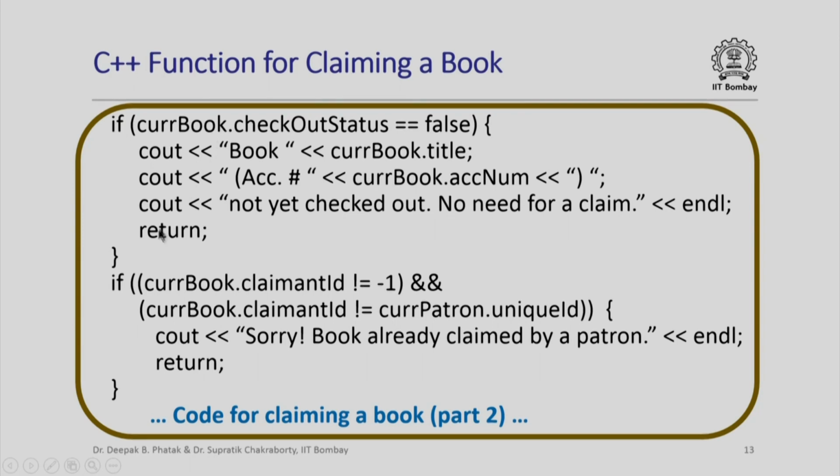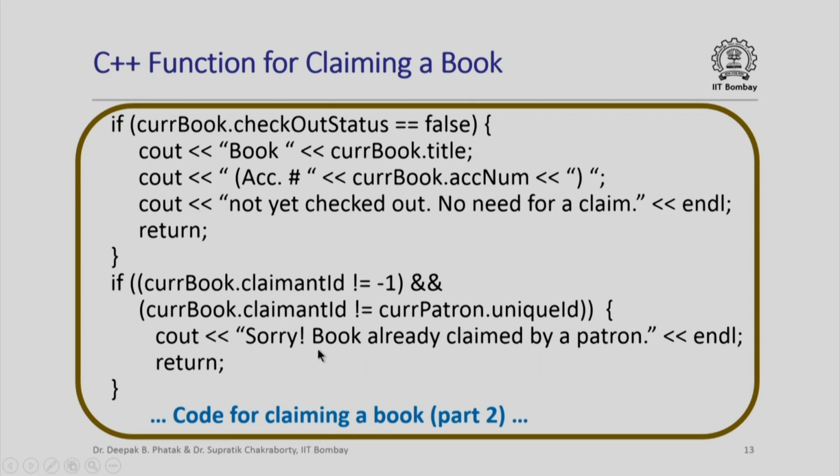Well, if that is also not the case, then we have to check if there is already somebody who has laid claim to current book, and if that somebody is different from current patron. So, we have to check if there is a claimant for current book, which means the claimant ID for current book is not -1, and if this claimant ID is different from current patron's unique ID, then we are just going to output a message saying that sorry, the book has already been claimed by a patron.